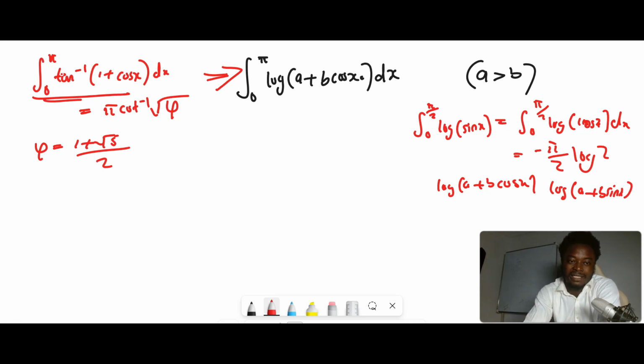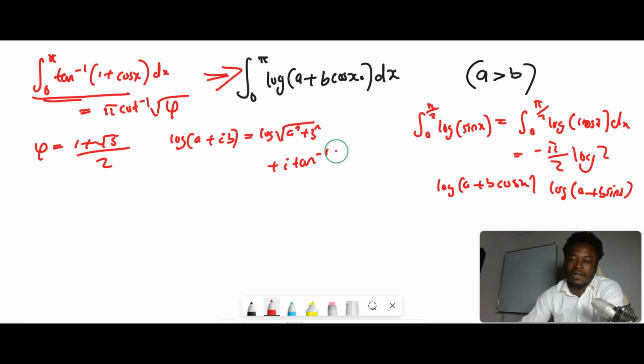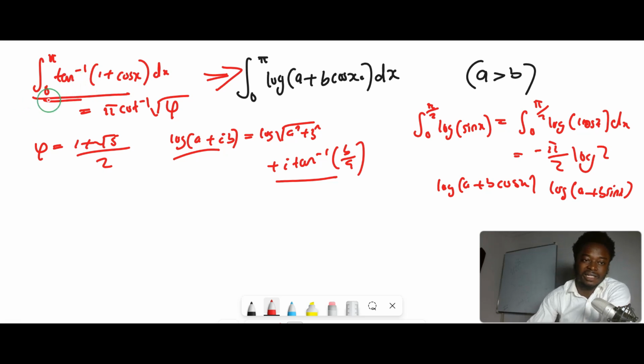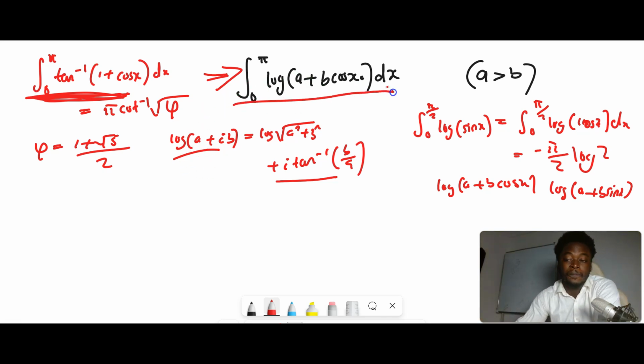And so I decided to use the fact that the logarithm of a plus ib is equal to the logarithm of the square root of a squared plus b squared plus i times the tan inverse of b over a. So tan inverse of b over a is the imaginary part of this logarithm. Basically I use this fact, and the details will be in the other video, but I use this idea and I came across this integral.